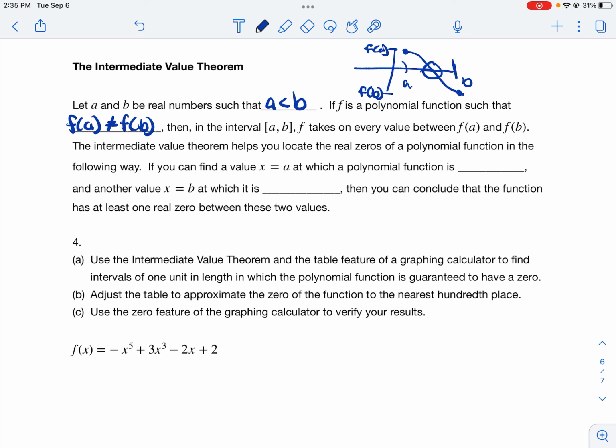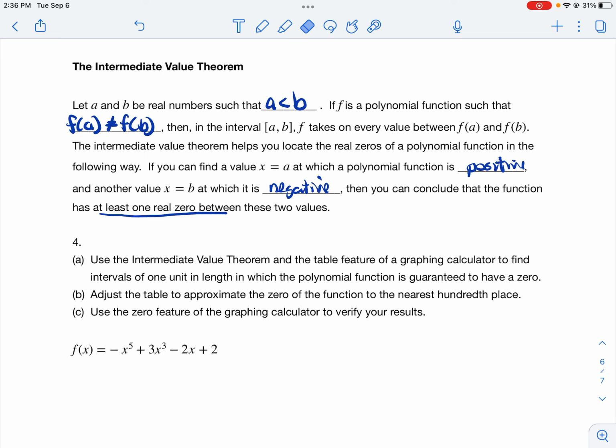So if you can find a value x equals a on the polynomial function that is positive, and another value x equals b on the polynomial where it is negative, or if you switch from positive to negative or negative to positive, it doesn't matter which order, then you conclude that you must have at least 1 zero. Somewhere I have to cross the x-axis, so that must be 1 zero. I can only conclude it must be at least 1 zero, because it could have gone something like this to get there, and I could have had multiple zeros. But at least I know I had to cross it at least once.